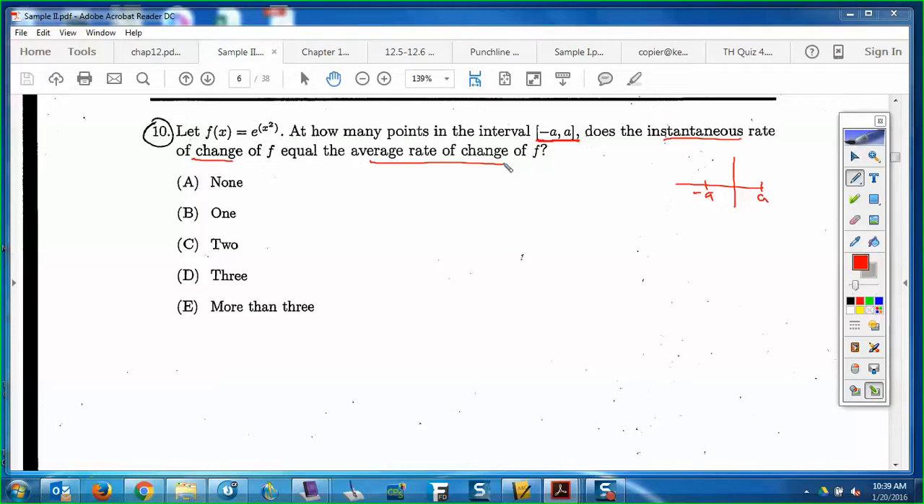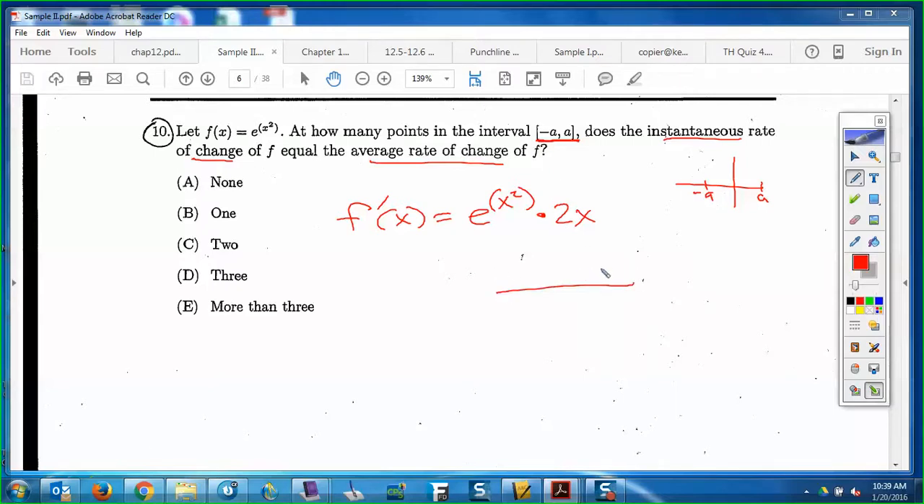So instantaneous rate of change is what? At one point, not really close points, at one point. The derivative, right? Instantaneous rate of change is the derivative, the slope at one point. So we need the derivative of that. So f prime of x is e to the x squared times 2x, right? Derivative inside. So that's f prime. And we want to know when that is equal to the average rate of change. What does average rate of change mean? Slope between 2 points. Well, what are my 2 points in this problem? Negative a and a, right?